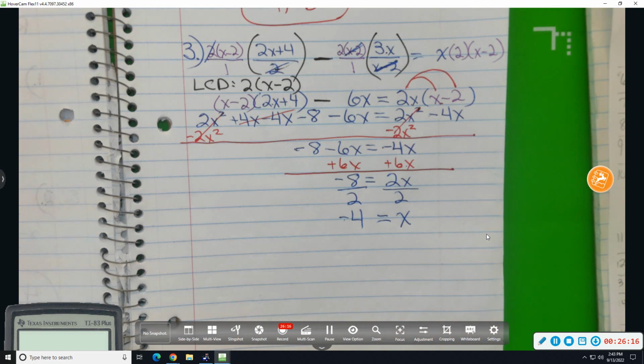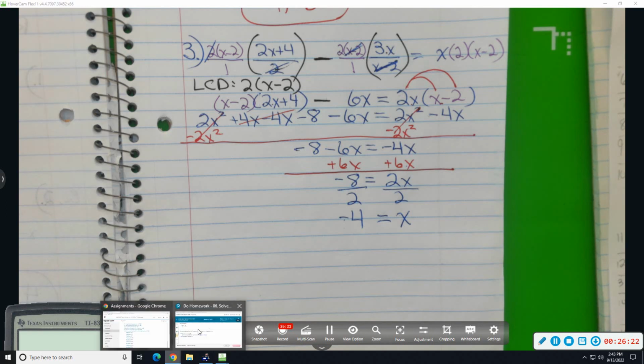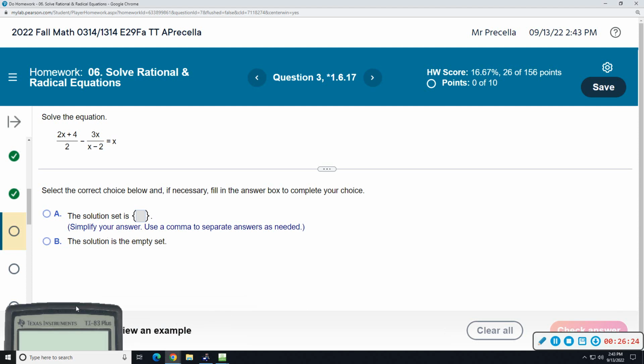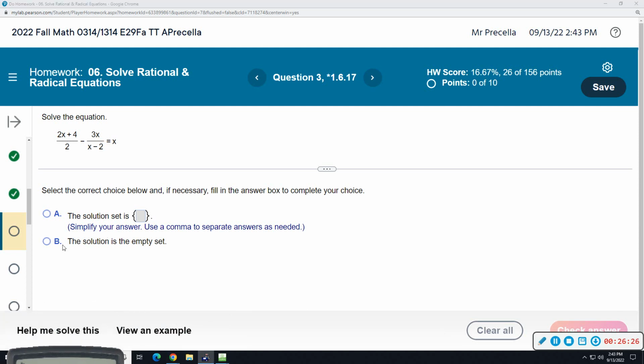There's one thing we need to check. Look back at the original problem right here. So you can see the solutions, the options. You either have a solution, or it says the solution is the empty set. It would be the empty set if that number we found gave us a denominator of 0. Look back at the original problem.